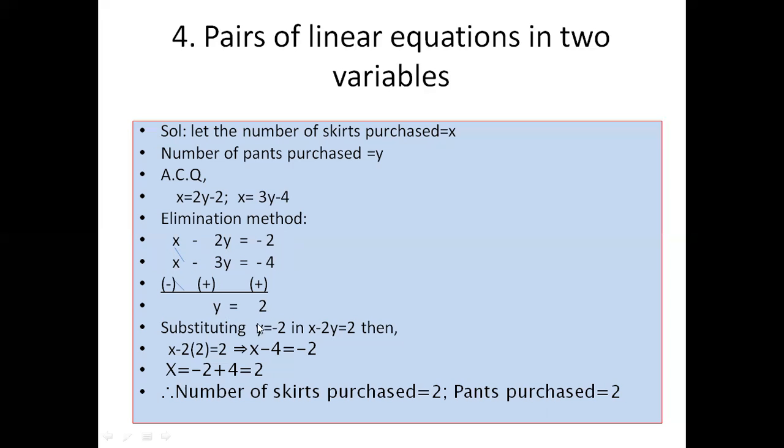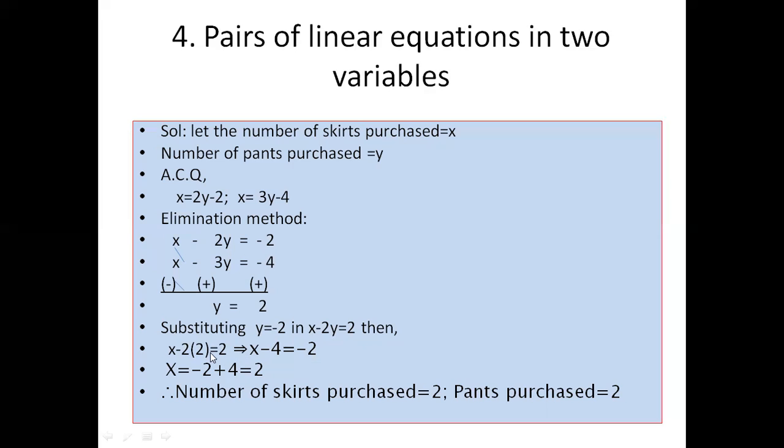Substitute this value of y in any of the equations. I have substituted it in the first equation. That is, substituting y is equal to 2 in x minus 2y is equal to minus 2. Then x minus 2 into 2 is equal to minus 2, children. I'm sorry, there is a printed mistake, it is minus 2.